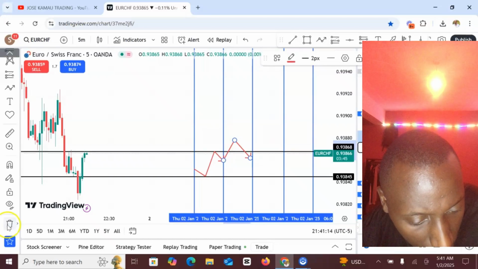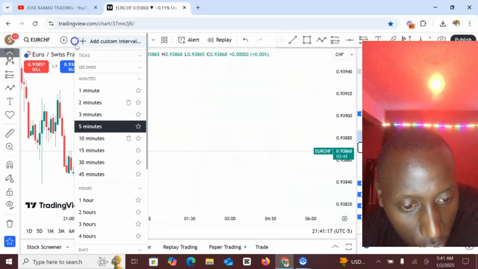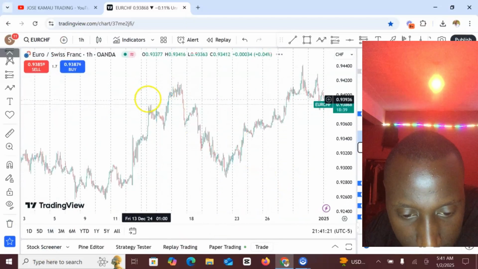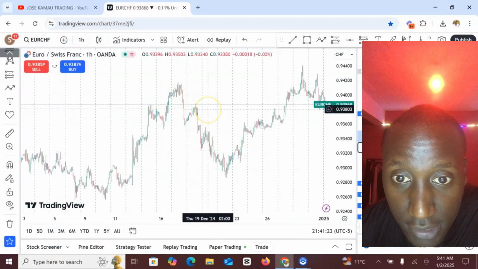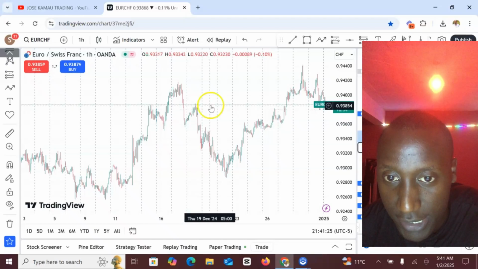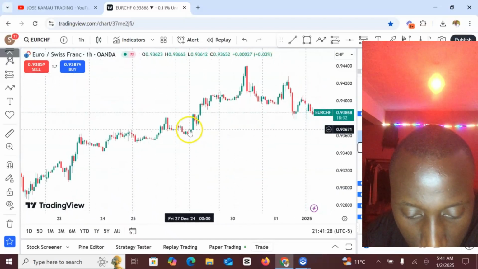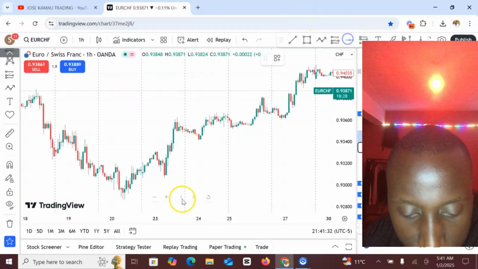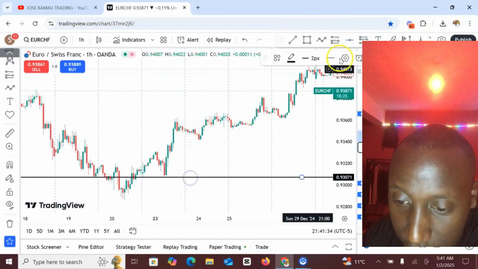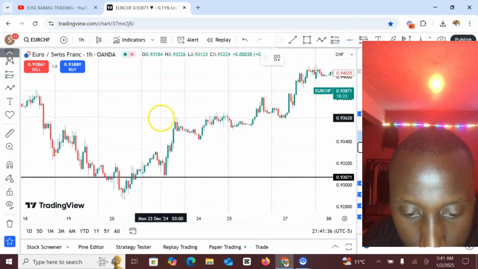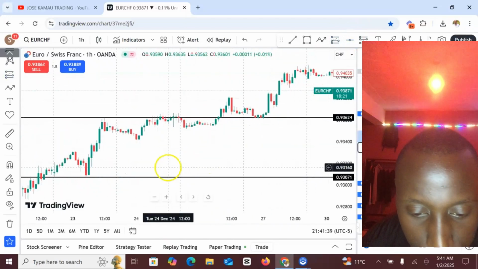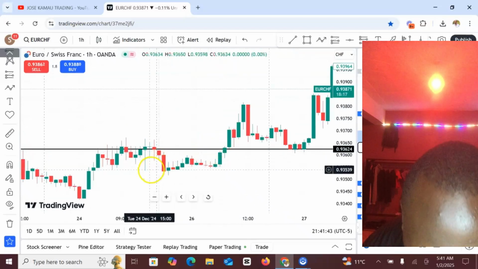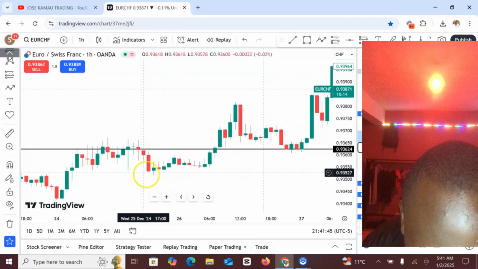So we will use the 1 hour on Euro CHF. And these dotted lines show us when the day begins and when the day ends. We will start on a Monday, so last week Monday. And what we will do is draw the opening range on Monday. Then Tuesday breaks out and closes back inside of the range.